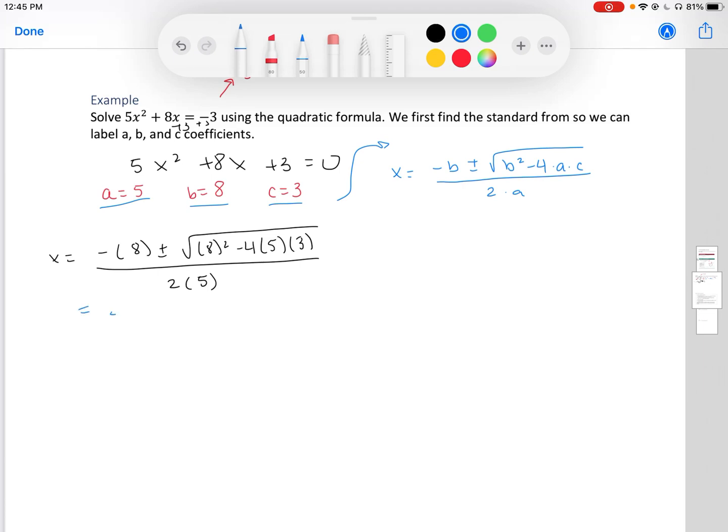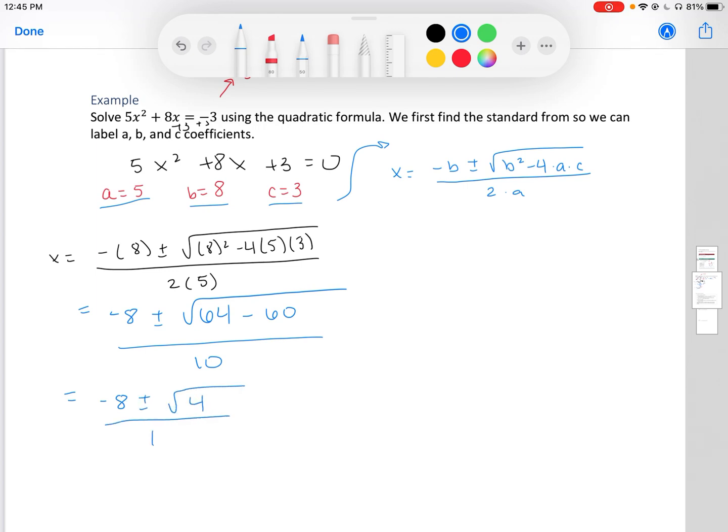A negative times 8 gives me negative 8 plus or minus the square root of 8 squared is 16 minus 4 times 5 is 20 and 20 times 3 is 60, all divided by 2 times 5 is 10. Ooh, I did 8 times 2 instead of 8 squared. 8 squared is 64. So I had a little mistake there. I have negative 8 plus or minus the square root of 64 minus 60, which is 4, divided by 10.